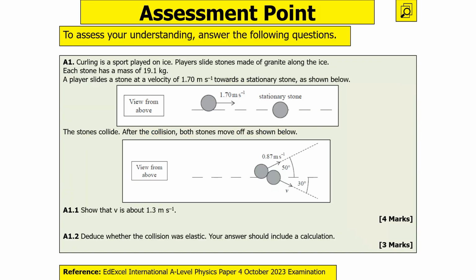Curling is a sport played on ice. The players slide stones made of granite along the ice. Each stone has a mass of 19.1 kilograms. A player slides a stone at a velocity of 1.70 meters per second towards the stationary stone as shown before. The stones collide, and after the collision both stones move off as shown.